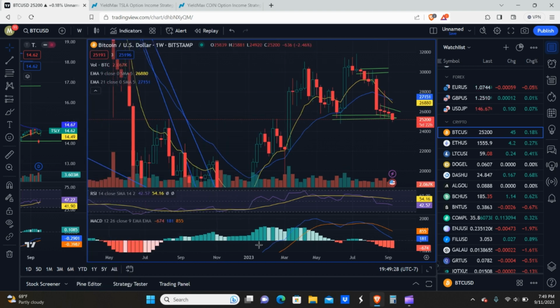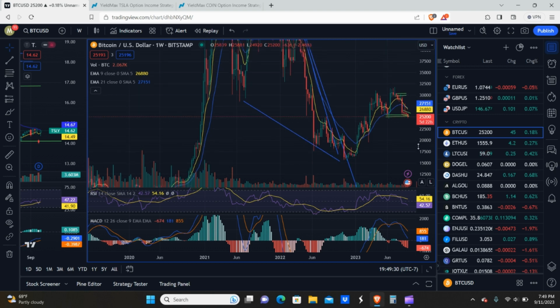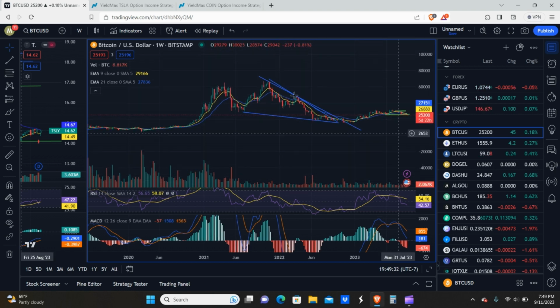Okay, so we're on the weekly here. We're going to scroll out a lot, actually. Basically what I'm going to do is start at the halving here. As you guys can see, May 2020, that's when the halving took place. Roughly about 5 to 6 months later, Bitcoin started popping off. It wasn't until roughly about December that Bitcoin broke its previous all-time highs.